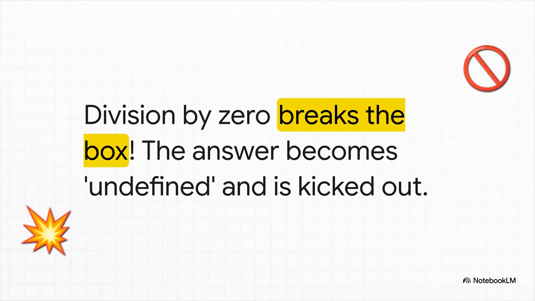But then we get to division. And this is where we find a crack in the box. If you try to divide any number by 0, the whole system just breaks. The answer isn't a rational number. It's not any number, it's undefined. It basically gets kicked right out of the box. And that one little exception is why we say rational numbers are not closed under division.